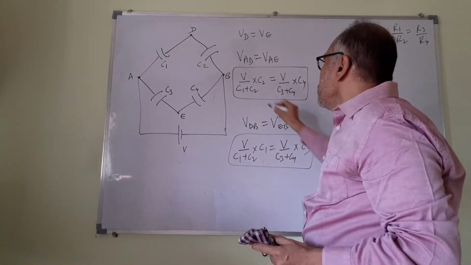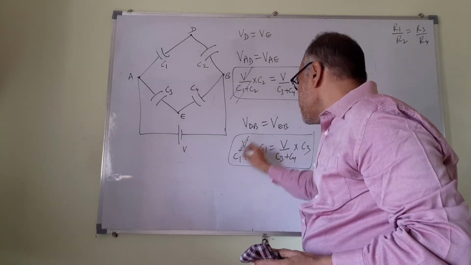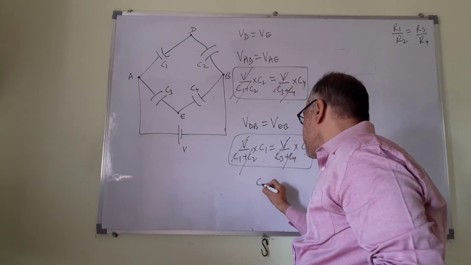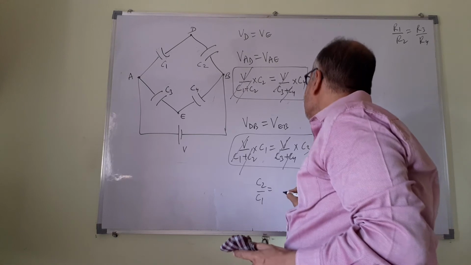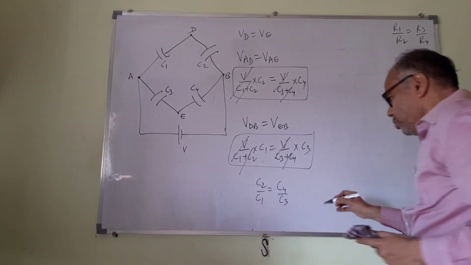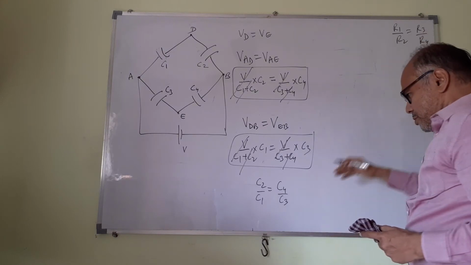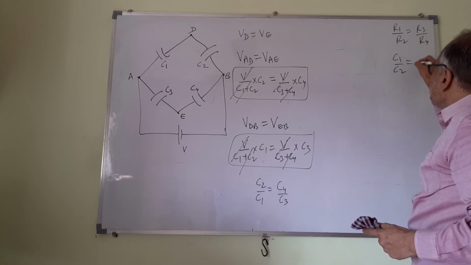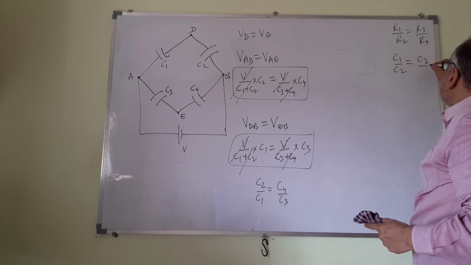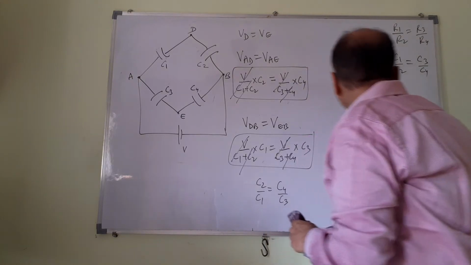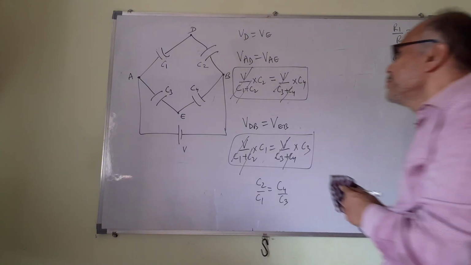Let's divide it. If you divide it, this will cancel. This will also cancel. And I get C2 by C1 is equal to C4 by C3. Or if I take the reciprocal, C1 by C2 will be equal to C3 by C4. C1 by C2 equals C3 by C4. I have written that result there.